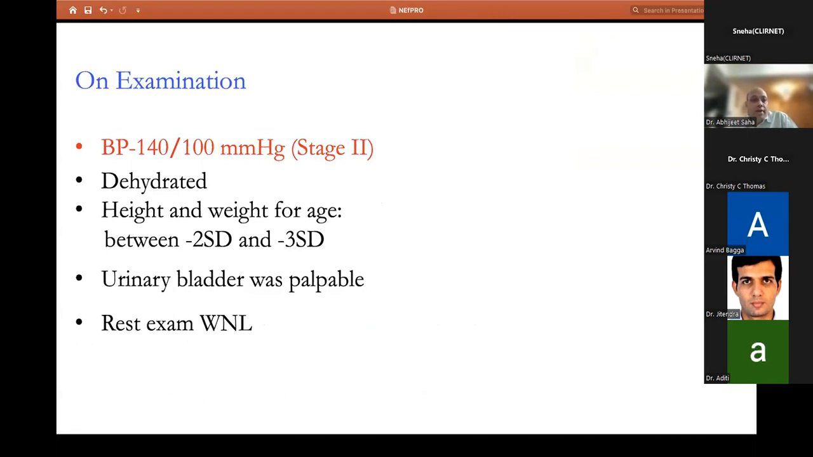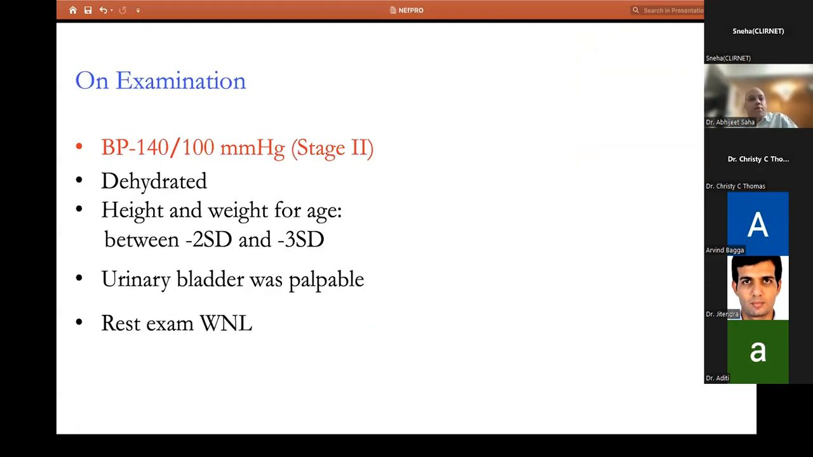He was dehydrated because he was having pain. He was not taking orally and he was not passing urine, so probably because of that, he was dehydrated. Height and weight of the child were less as compared to his age. His urinary bladder was also palpable, and the rest of the systemic examination was essentially normal.